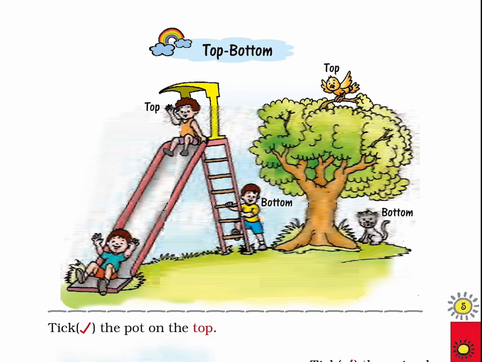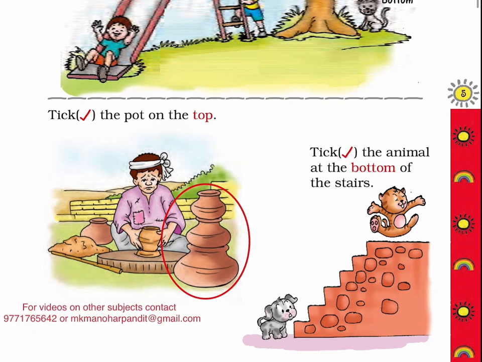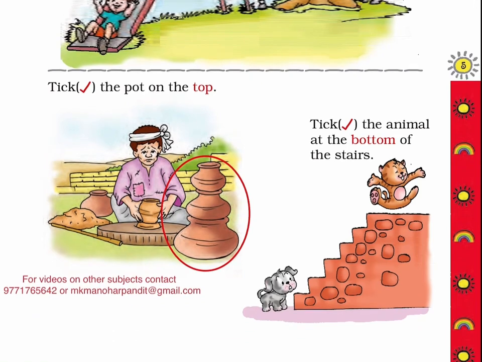All children look happy. Picture 2 shows a tree at some distance from the slide. A bird is sitting at the top of the tree and a cat is sitting at the bottom of the tree. Page 5, part 2, picture 1 shows a potter with 3 pots of different sizes kept one over the other.